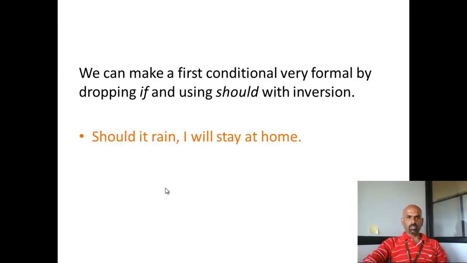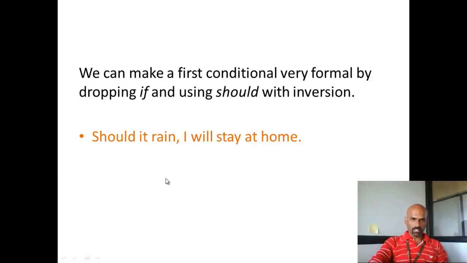This is very important. We can make the first conditional very formal by dropping if and using should with inversion. That is, instead of if it should rain, as we have seen in the previous sentence, we say should it rain: first should, then subject, then verb. Should it rain, I'll stay at home. It's a very formal one.